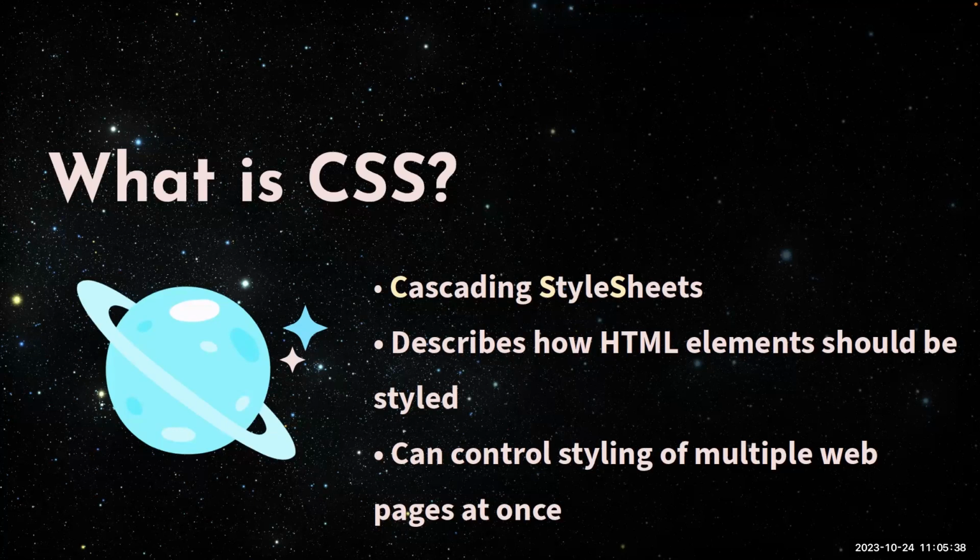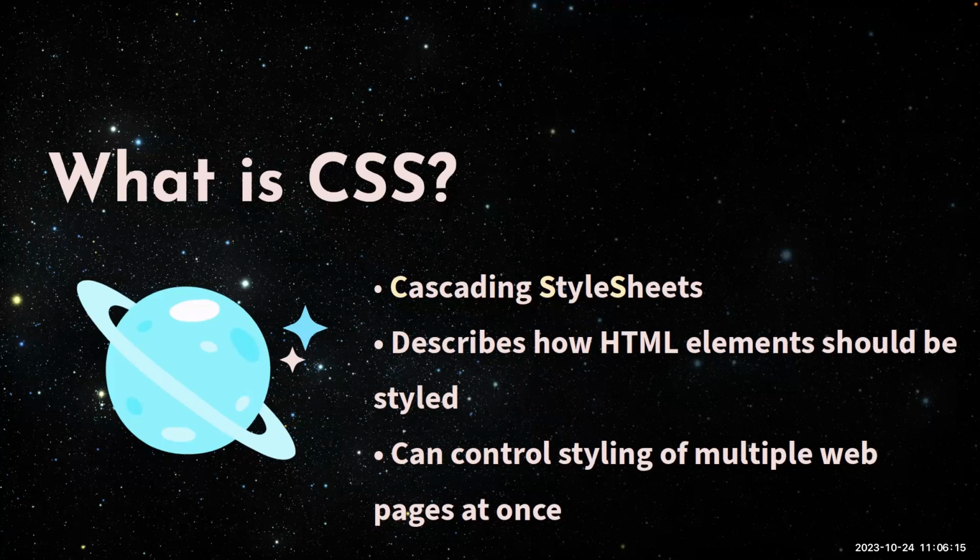And then the sheets part is just the document. CSS describes how HTML elements should be styled. So that's why whenever you learn web development, most people start with HTML and then they move to CSS, because you need that HTML to target the specific elements of your website and style it how you would like. And it can also control styling of multiple web pages at once. So I will show you how you link your HTML code to your CSS code. And you can use that same CSS style sheet for multiple HTML pages.